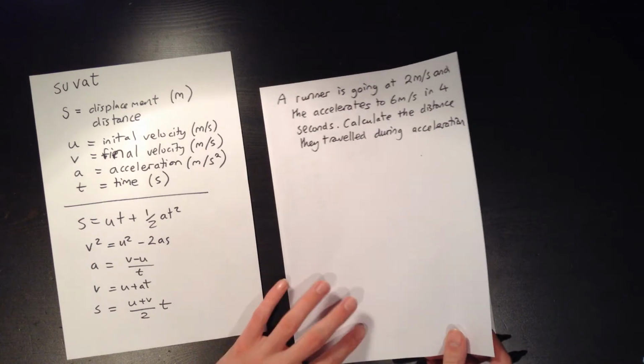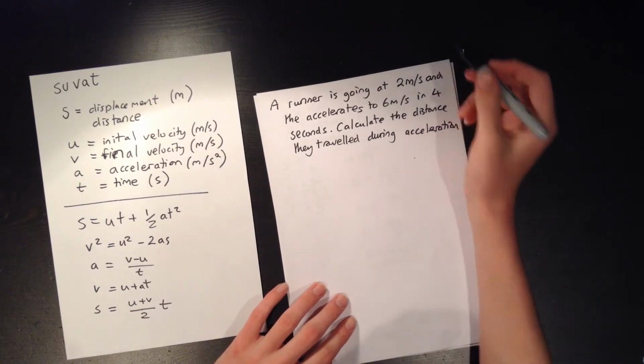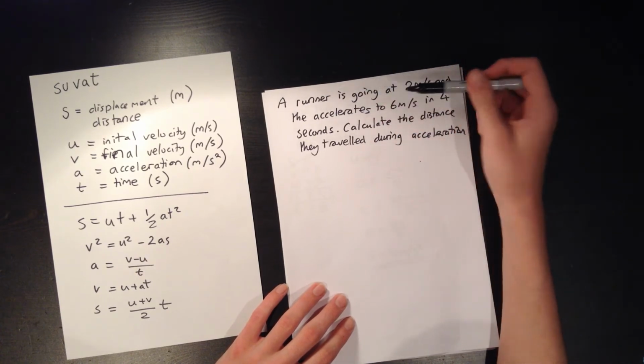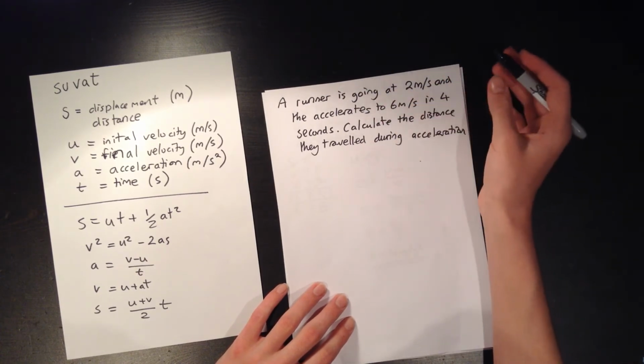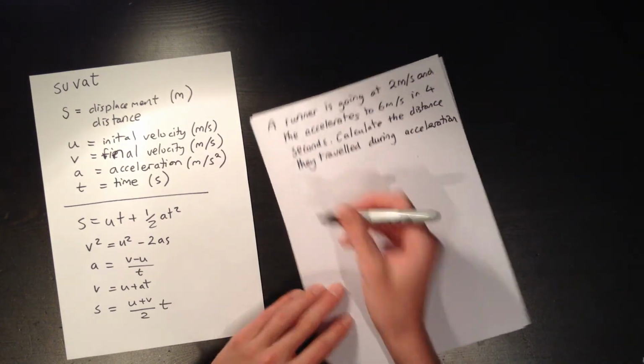Now our second example is kind of similar but slightly different. A runner is going at 2 meters per second and then accelerates to 6 meters per second in 4 seconds. Calculate the distance they travel during acceleration.